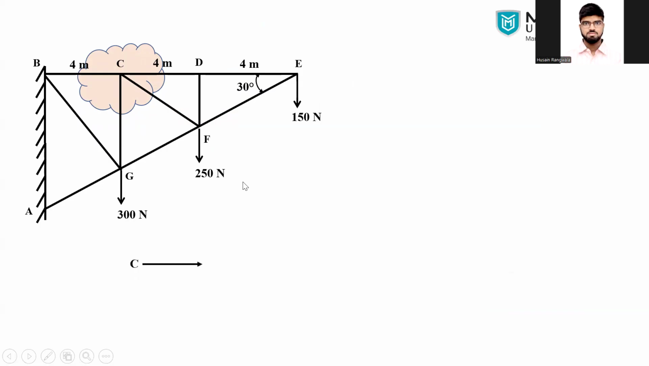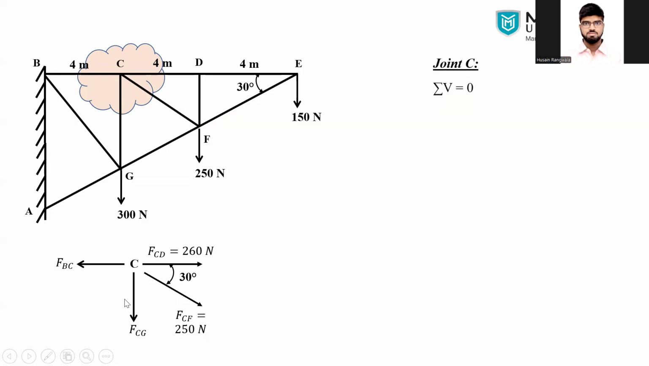First one, FCD, which we found in the previous joint D, is 216 Newton tension. Then FBC, another force, we are assuming again as a tension. There is one more force, FCG, I'm assuming as a tension. And the last one is FCF, a tension which we found previously, 250 Newton, and the angle was 30 degree. We apply the equilibrium equation, sigma V equal to 0. How many vertical forces are there? That's FCG and FCF sine 30. So FCG will become minus 125.